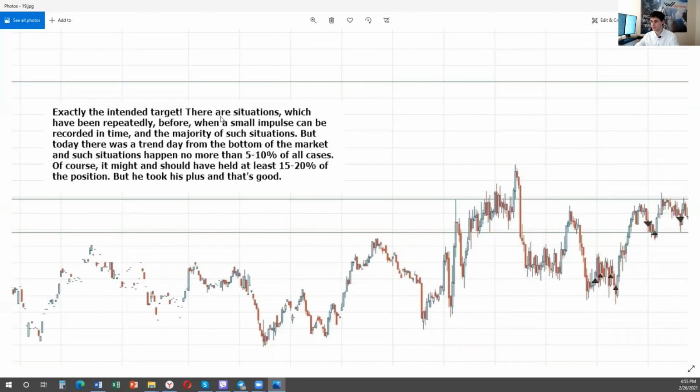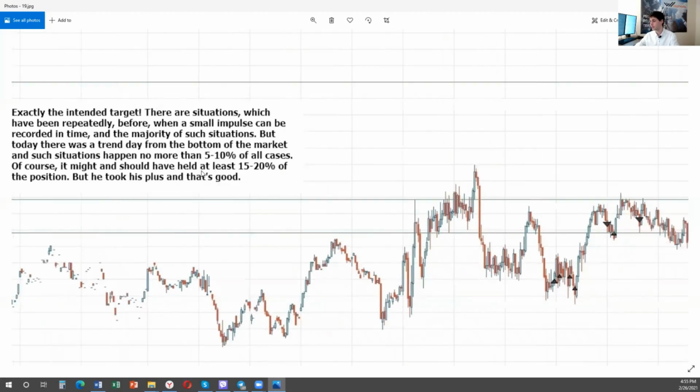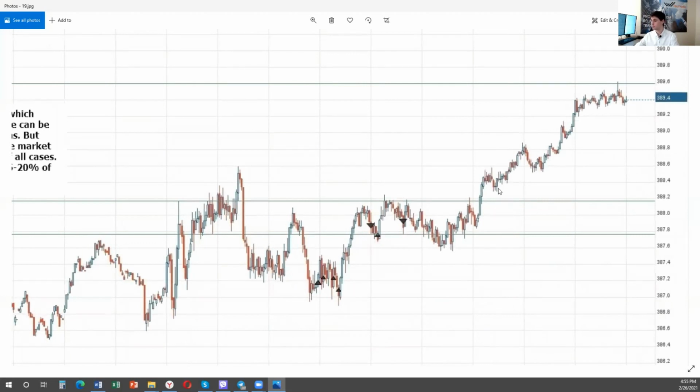Exactly the intended target. There are situations which have been repeated before when a small impulse can be recorded in time, and that is the majority of such situations. But today, there was a trend day from the bottom of the market, and such situations happen no more than 5–10% of all cases. Of course, it might and should have held at least 15–20% of the position. But I took my plus, and that's good. So you see the lion's part of this movement without me.